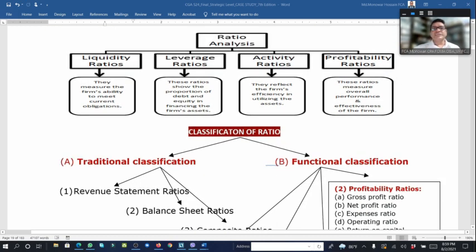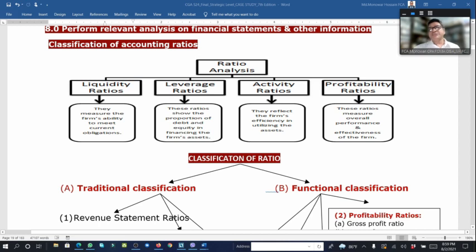So here if you see the ratio analysis, there are different types of ratio analysis we are doing: liquidity ratio, leverage ratio, activity ratio, profitability ratio.